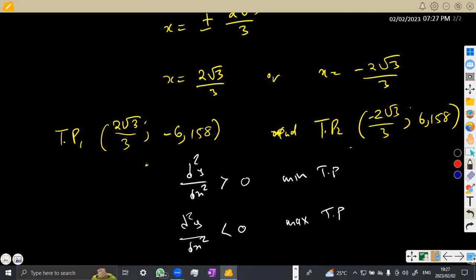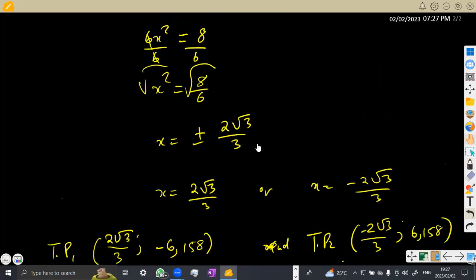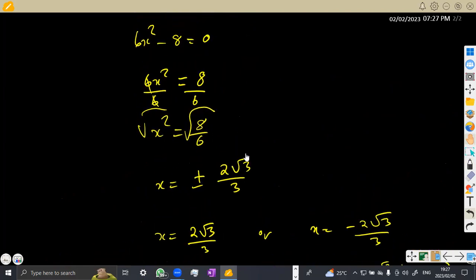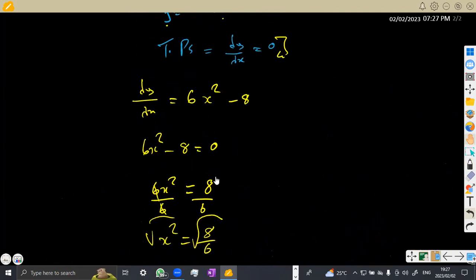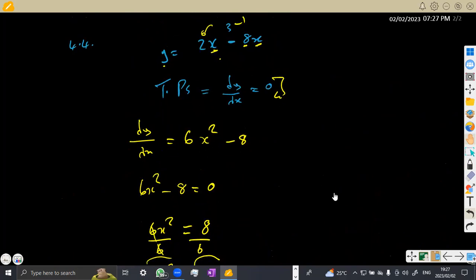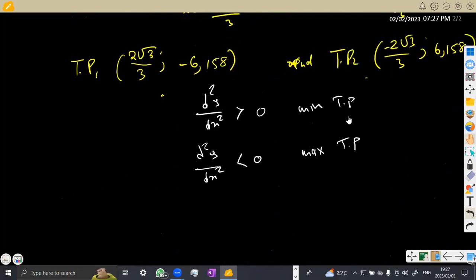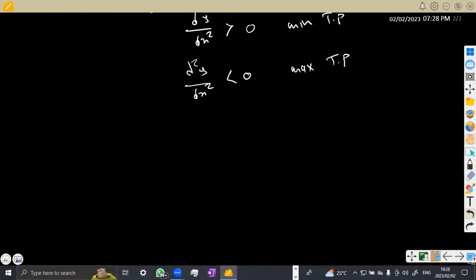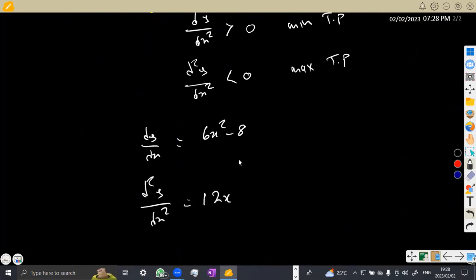Okay, so this is what you're going to do from the first derivative that we had. Remember, we've got dy/dx here. This was our dy/dx, which is 6x squared minus 8. So you're going to find the second derivative from there. Okay, so that is the concept, guys. Remember that our dy/dx was equivalent to 6x squared minus 8. So the second derivative with respect to x, that's 6 times 2, which is 12x.